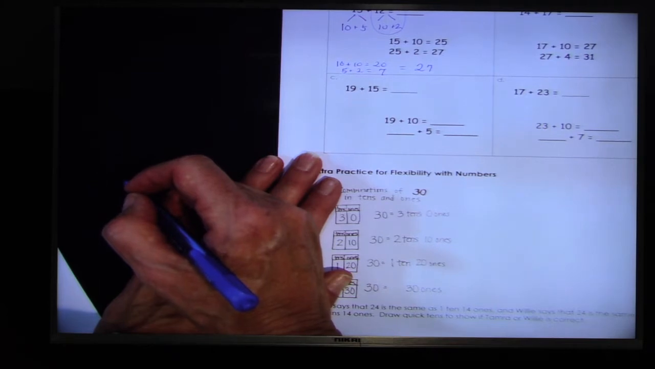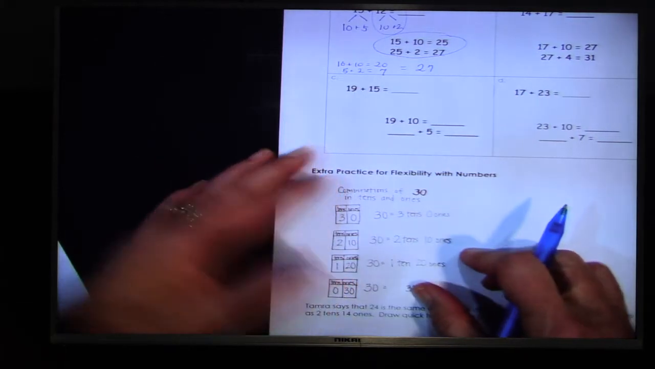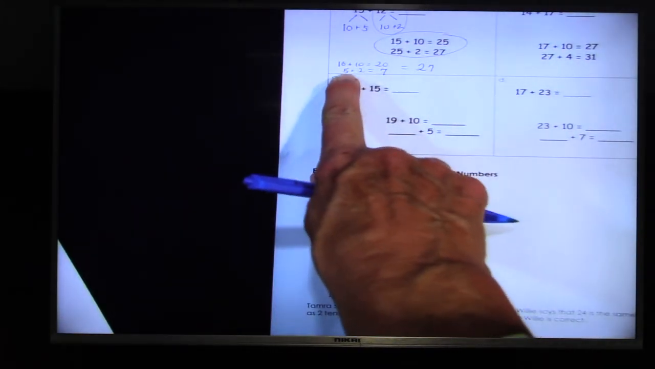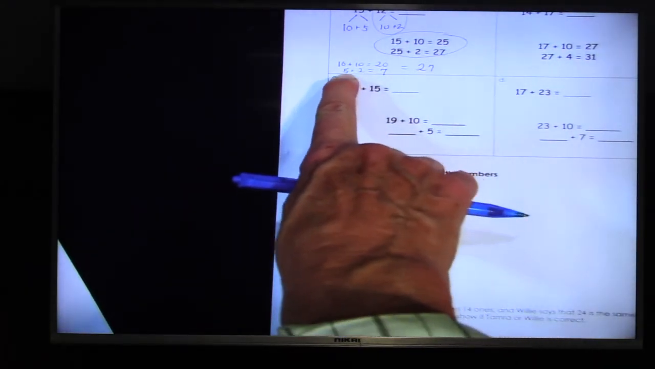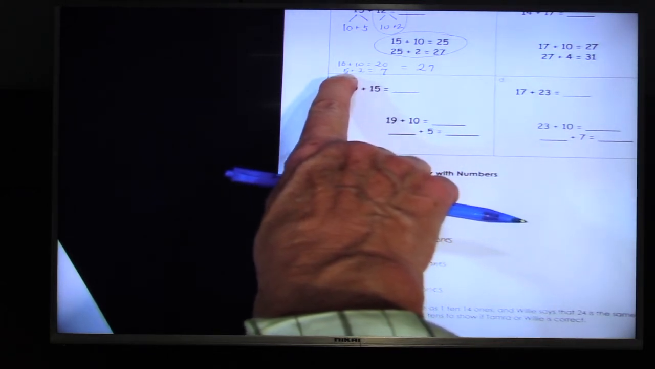Does that make sense? We really do try to push to this. This is called partial sums. You break everything apart, you add it up by place value. It's just got a lot more steps than we need to do.